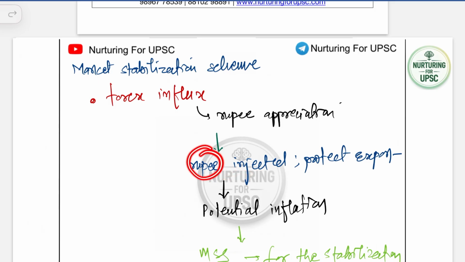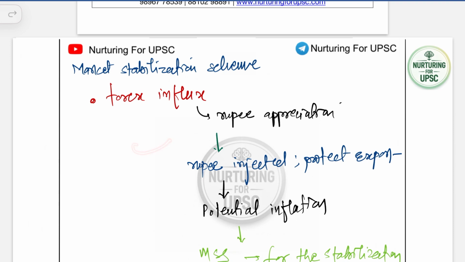However, this injected rupee may lead to potential inflation if the demand is not suitably met. As a contingency measure for this potential inflation, the market stabilization scheme is used, whereby they suck out the additional liquidity injected because of the forex influx and the rupee appreciation driven by it. I hope this concept is clear to you. If you have any doubt, you can get back to me.